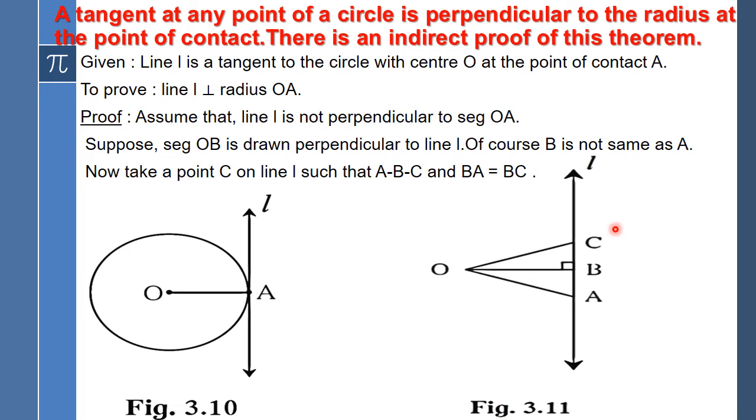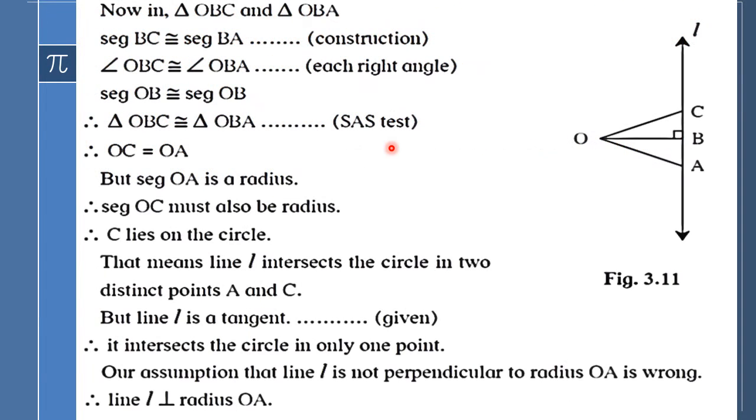Now we will deal with these two triangles and find a relation between them, and then we will use that fact to prove that OC and OA are the same. For that we'll go to the next step. Now in triangles OBC and OBA, we consider these two triangles. Here segment BC is equal to segment BA, or they are congruent by construction itself.